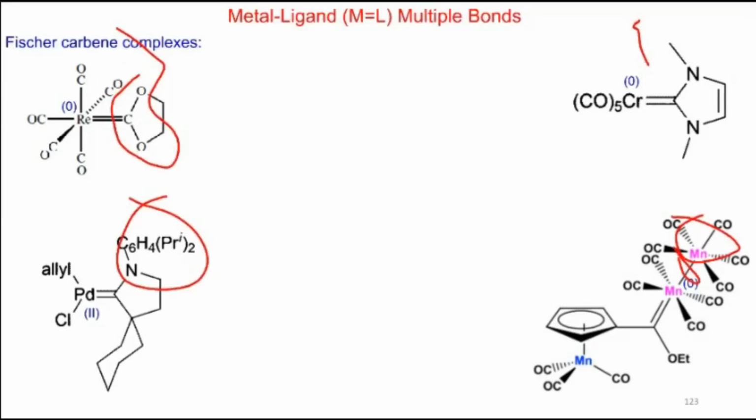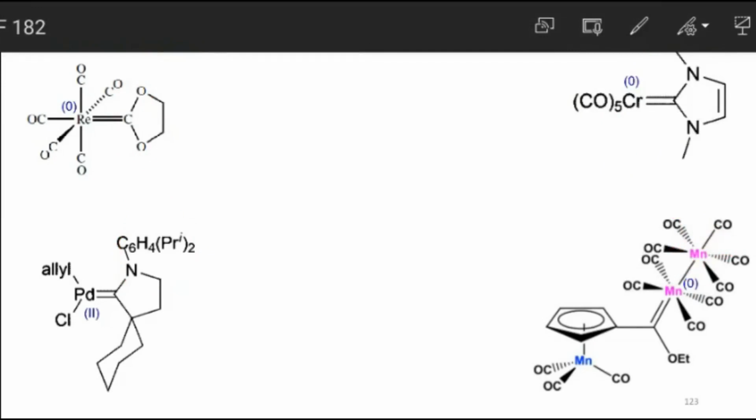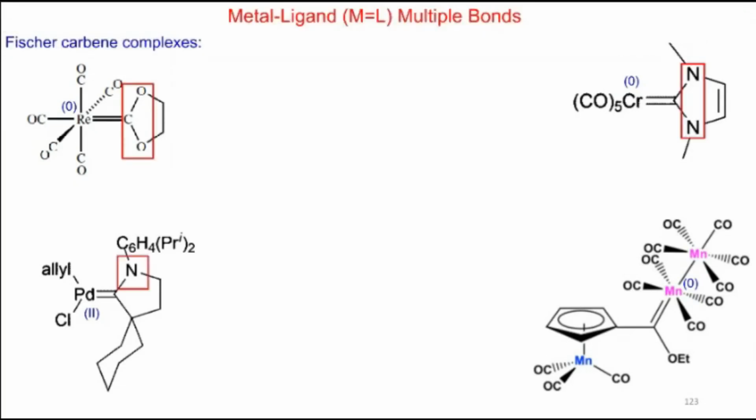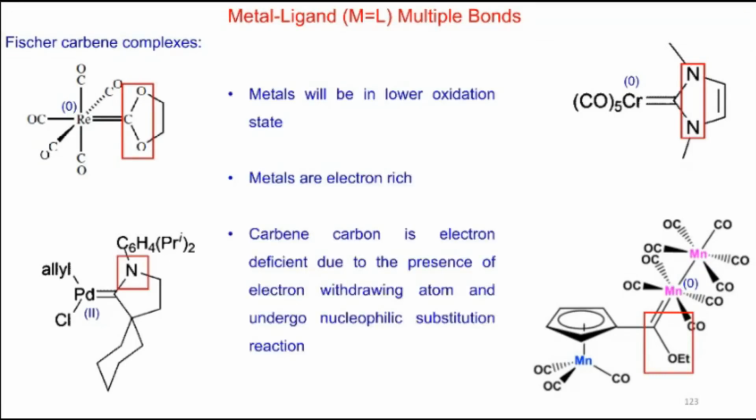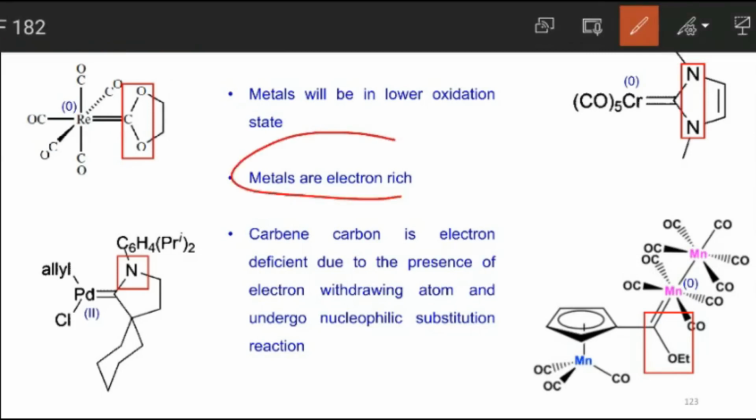If you look, the metals are in a lower oxidation state, and therefore we can say the metals are electron rich. Look at the carbon atom attached with a heteroatom like oxygen or sulfur, which is more electronegative than carbon. Therefore, the electron density will be pulled toward the heteroatom, so the Fischer carbene carbon is electron deficient. Therefore, it will undergo nucleophilic addition reaction. Whereas in the other case, the metals are electron rich, and therefore they will undergo electrophilic addition reaction.